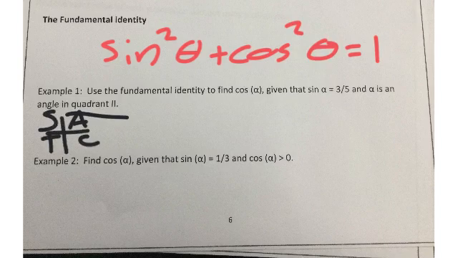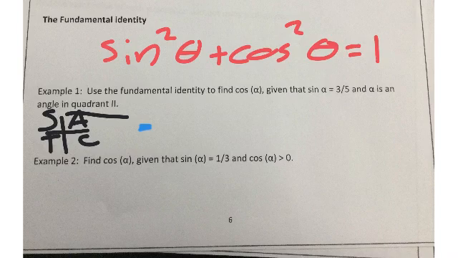In the second quadrant, sine is positive. I am asked to find cosine, so I know my answer is going to be negative because I'm in the second quadrant. So I already know it's going to be negative before I ever even start working the problem.